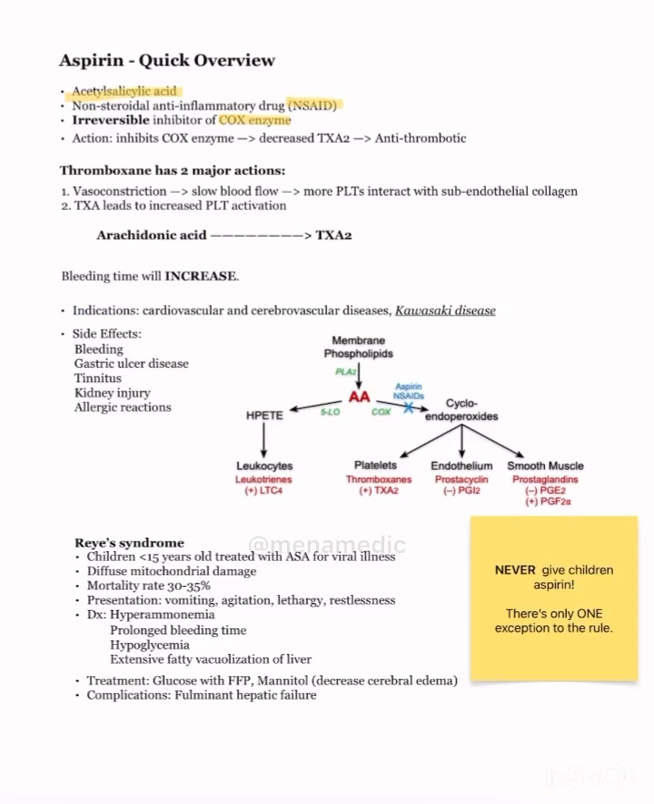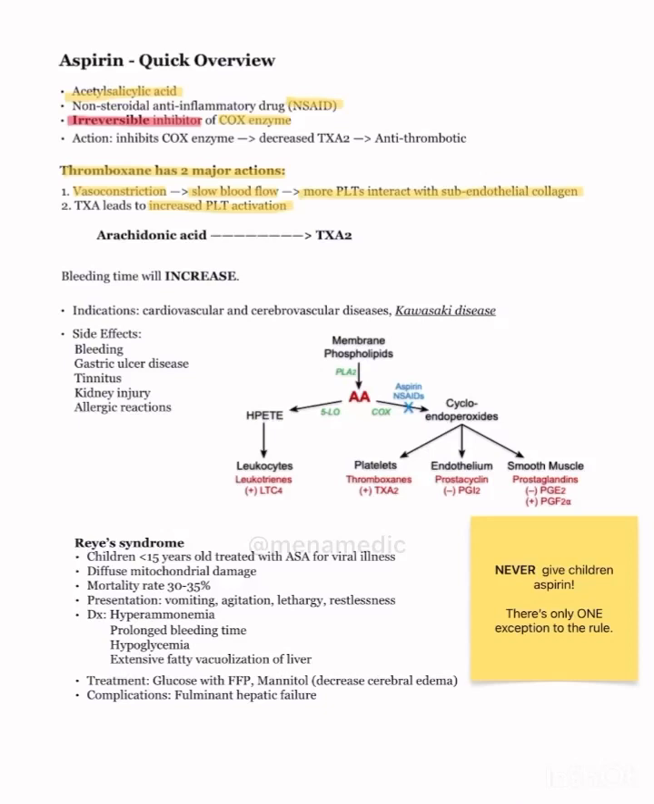What's unique about aspirin is that it is an irreversible inhibitor. Remember, we talked about thromboxane A2, and thromboxane A2 has two major effects. The first effect is that it causes vasoconstriction, and the principle behind that was that by slowing the blood flow, we allow more platelets to interact with the subendothelial collagen. The second is that thromboxane A2 goes on to activate more platelets, and thus it has a crucial role in platelet activation.